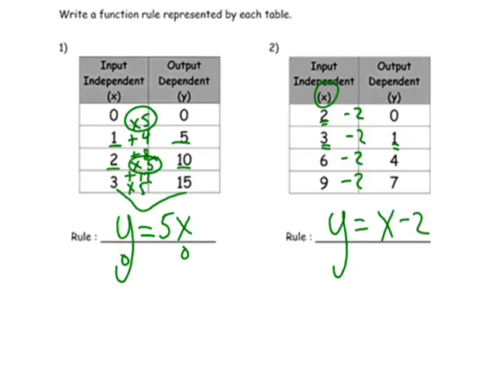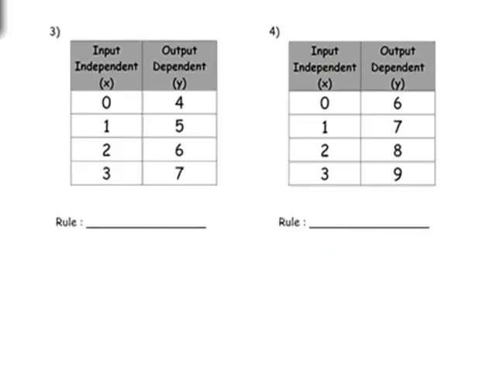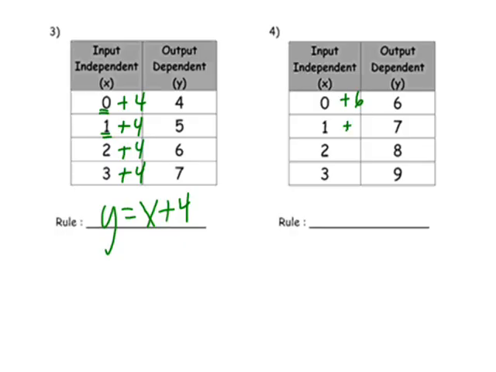All right, let's do a couple more. What's happening to the x here? Well, it looks like it's increasing by 4. This is increasing by 4. Oh, this is another easy one. So y would equal x plus 4. That would be our rule, our function. The next one, boy, another easy one. They're all increasing by 6. So our rule would be y equals x plus 6.